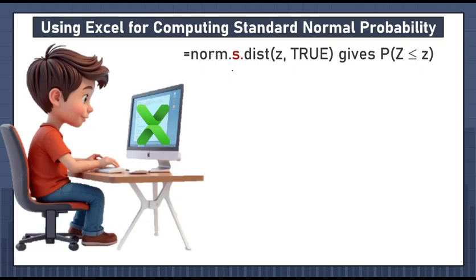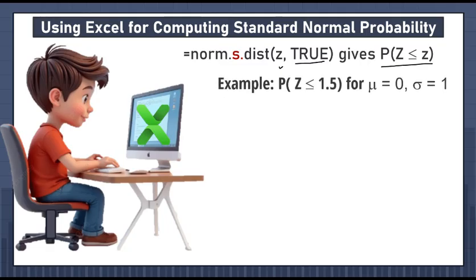That probability is given by NORM.S.DIST. So that is z, and then we write true. So this is NORM.S.DIST(z, TRUE). This gives the probability of Z less than or equal to z. So this is how we compute the probability. Example, Z less than or equal to 1.5 for mu equal to 0 and sigma equal to 1.